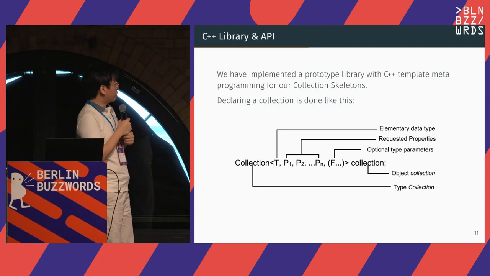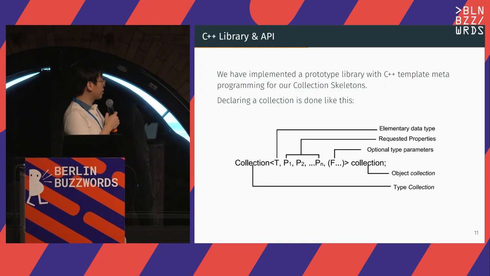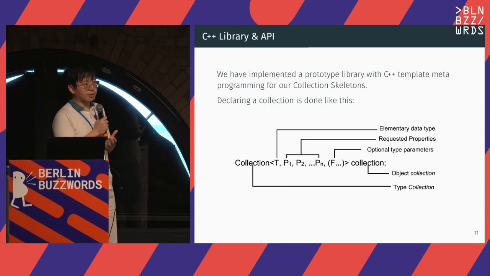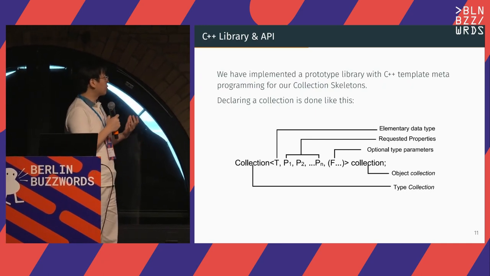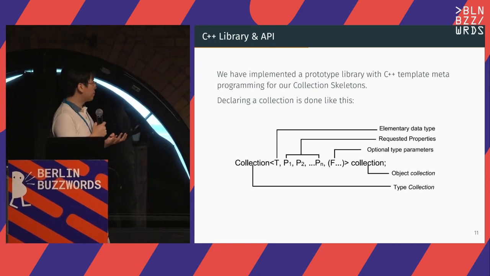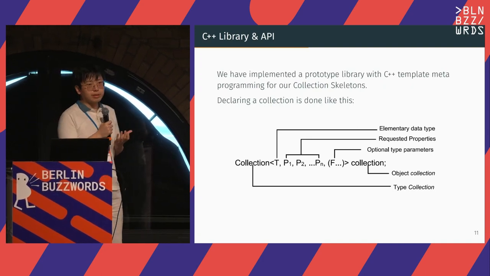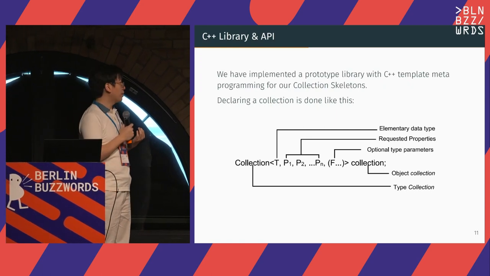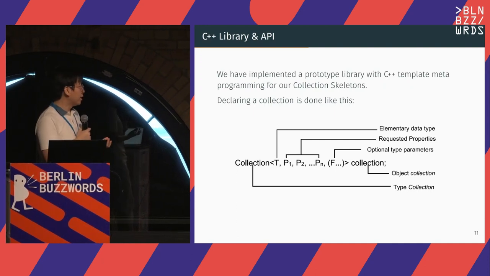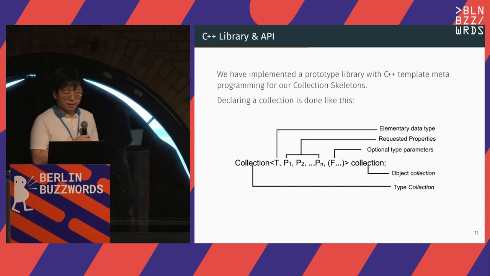This is the very simple interface of the programming model. We have implemented the prototype library based on C++ template metaprogramming. So when the users are working with the library, they only need to declare the element data type as a type parameter T, and P1 to Pn are the requested properties as mentioned before. And there are also some optional type parameters, such as the comparator to define the order if the user needs to declare one.